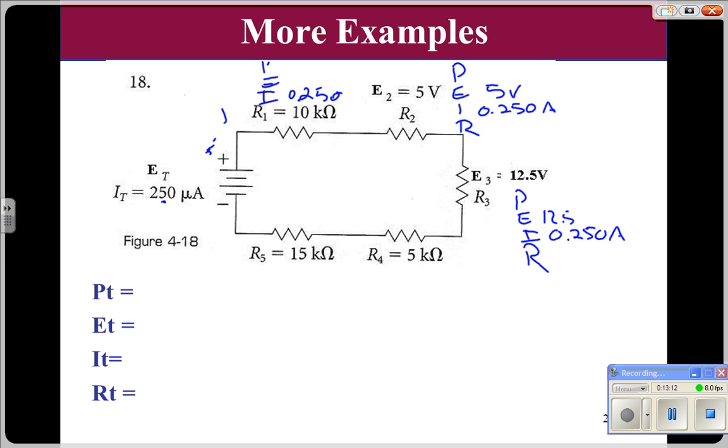Down here we have a resistance. How many ohms is 5K ohms? 5,000. They put it in proper engineering notation. Okay, I like that. And we still have a current of 0.250 amps, or 250 milliamps. Then over here on this last one, we have 15K, which is 15,000 ohms.